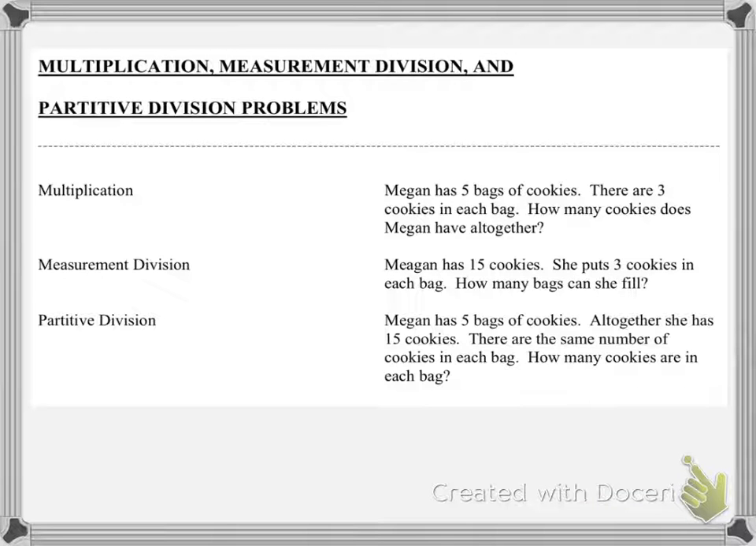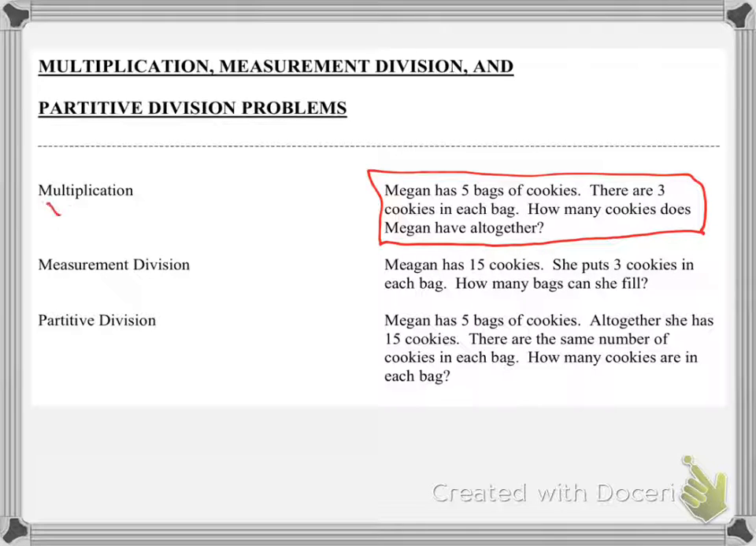Now we've been working on multiplication and we've been doing many word problems using multiplication. A usual basic multiplication word problem would be: Megan has 5 bags of cookies. There are 3 cookies in each bag. How many cookies does Megan have all together? Now that's a multiplication problem, and we would do 5 times 3 equals 15 cookies.